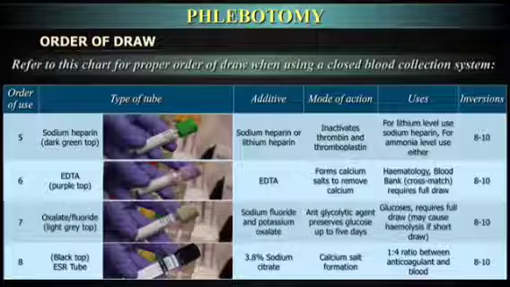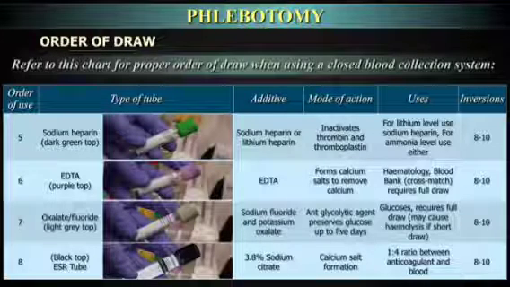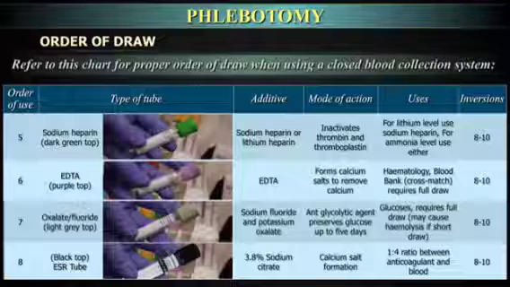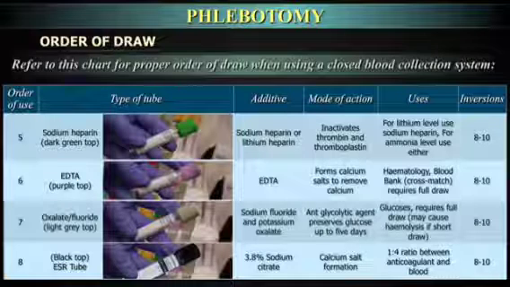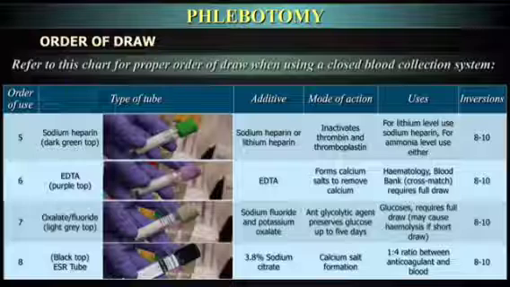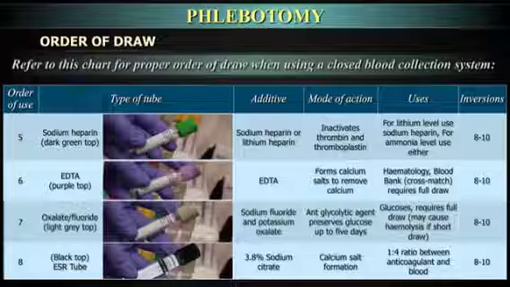Fifth is the sodium heparin tube, which should be inverted 8 to 10 times. Sixth is the EDTA purple top tube. Seventh is the oxalate or fluoride tube requiring 8 to 10 inversions. Last is the ESR tube requiring 8 to 10 inversions.